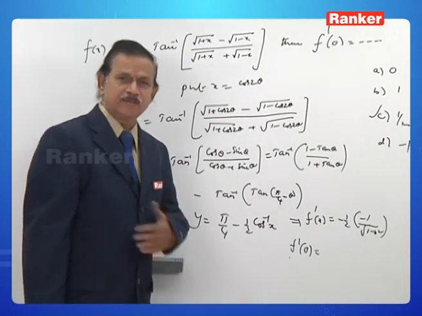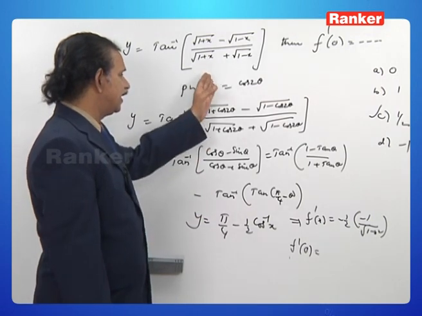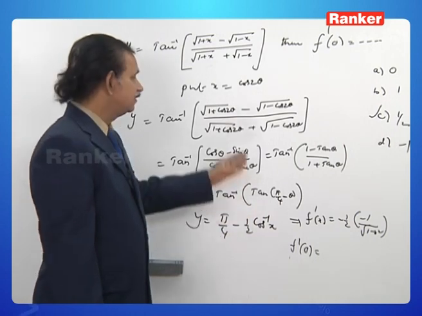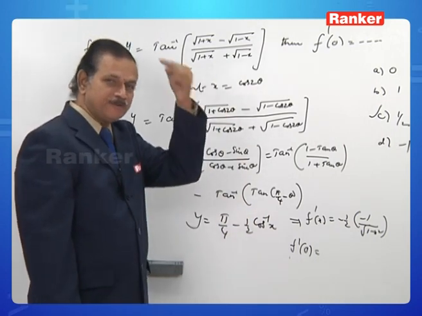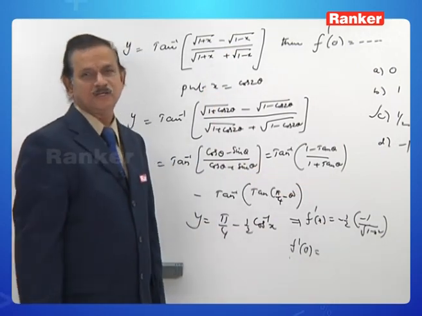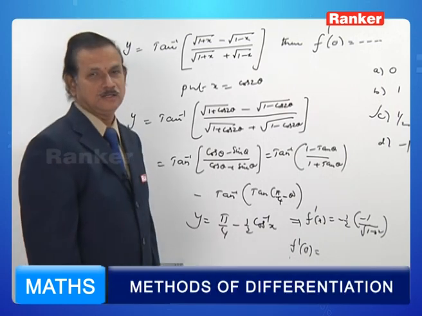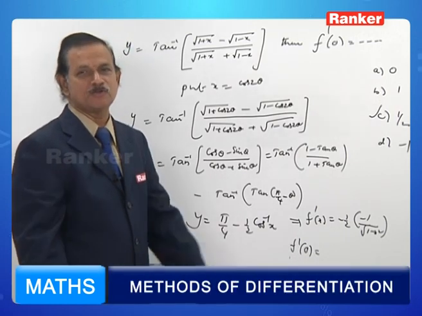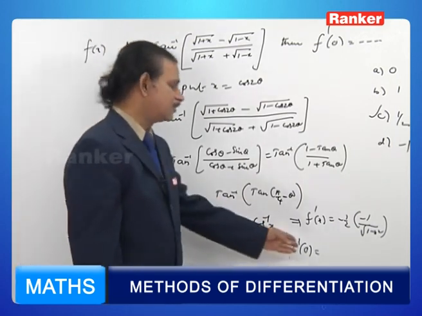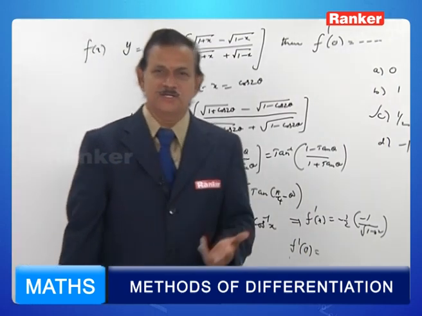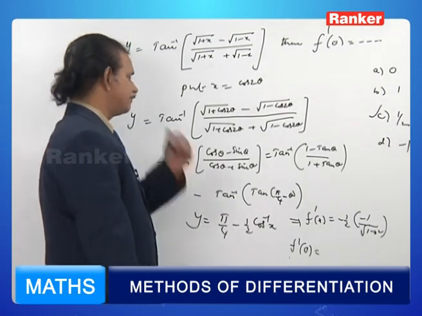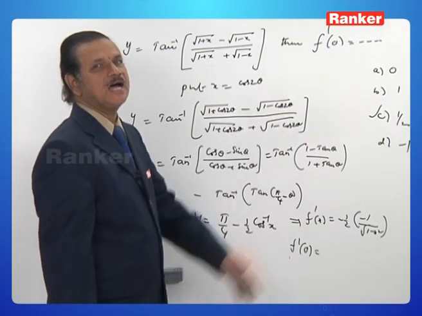My dear friends, what I mean to say is you can directly come to this position. These steps can be observed in your mind itself. Such simple steps they are. You need not use pen and paper. You can directly come here so that it is pi by 4 minus theta. By calculating in the mind itself, you will be saving time. Therefore, the right option is C. The right answer is half.